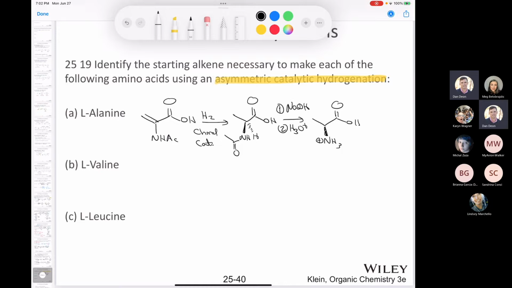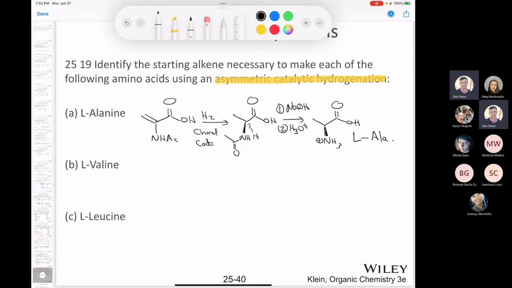So this is the expectation of a chiral catalyst. All I expect you to do is to know the conditions, and that here's where the double bond would be, and it's always going to add so that you end up with the L isomer. So this is L-alanine. All right.